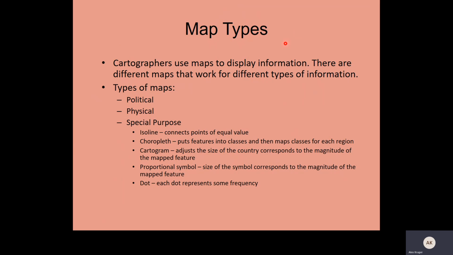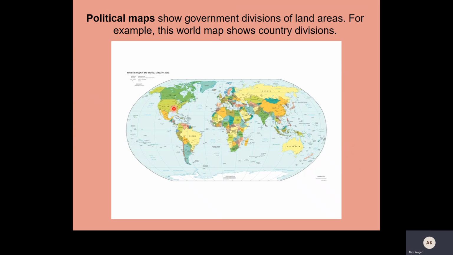So then there's different types of maps too, not just the projections of them. There's political maps, which we'll cover in the next one. They show government divisions of land areas. So that's the definition of a political map.